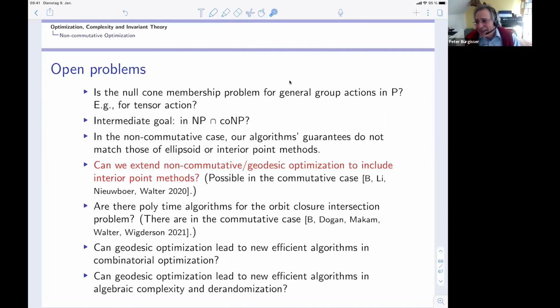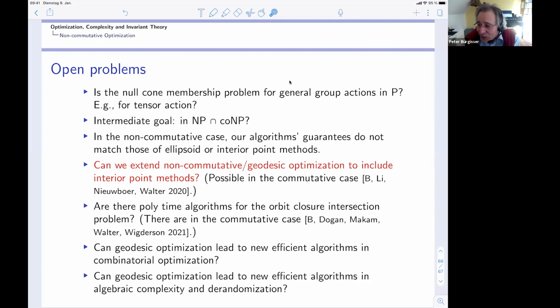The question is, can this complex of ideas, geodesic optimization, lead to new efficient algorithms in combinatorial optimization? For instance, there is the matching problem, there's the Edmonds polytope. I didn't show it is a moment polytope, but does it arise in this setting in a natural way, yes or no? That would be very exciting.